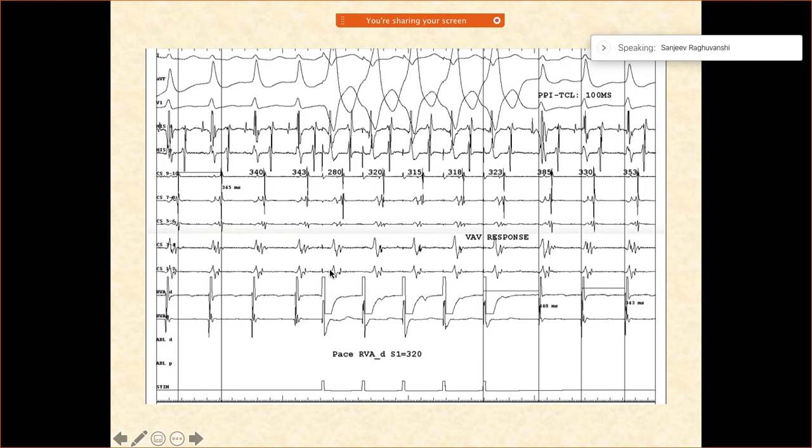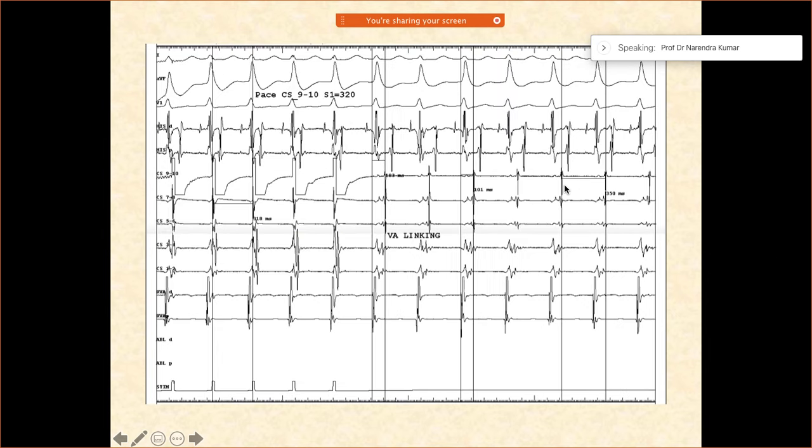So this is another maneuver we are doing. We are trying to pace from the RV. So we are pacing over here, okay, at a cycle length of around 320 milliseconds. And then you stop pacing over here, and then you see the normal tachycardia cycle length. So over here, post-pacing interval minus tachycardia cycle length is 100 milliseconds. What we learned was, if the post-pacing interval minus tachycardia cycle length is more than 110 milliseconds, it is characteristic for AVRT. If it is less than 110, it is characteristic for accessory pathways. So this is another evidence which you get for accessory pathways.